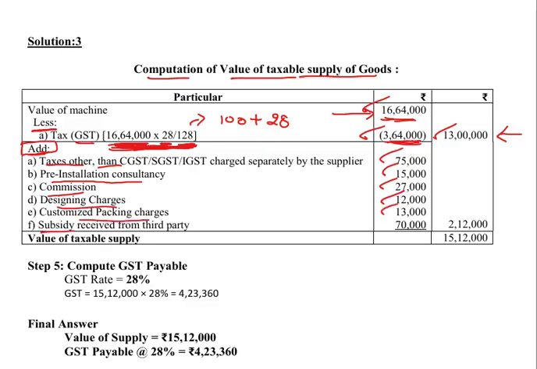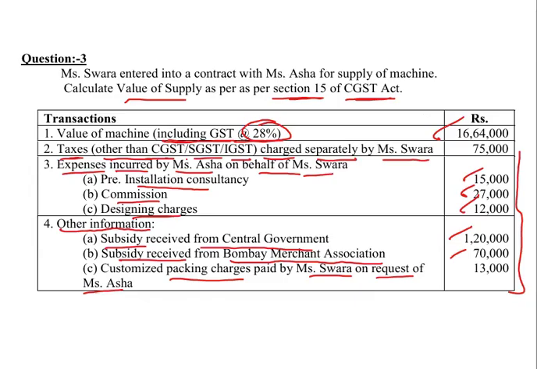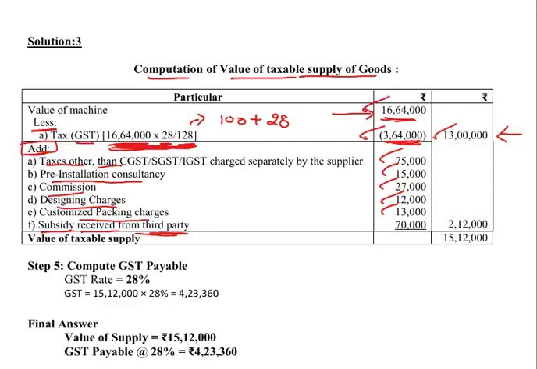Subsidy received from the third party. If it would have been the government, then the amount will be deducted. Okay, see the amount which is given, subsidy received from the central government, 1,20,000, this is not to be included because it is a subsidy received from the government. When the subsidy is received from other than the government, that is 70,000, this will be included in the value. Therefore, it is included here, 70,000, right? And 1,20,000 is not included. Subsidy received from the government is to be excluded from the value of supply.